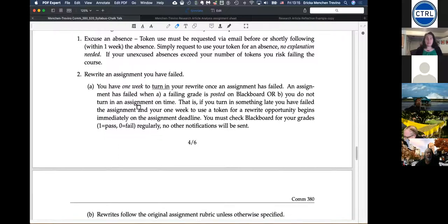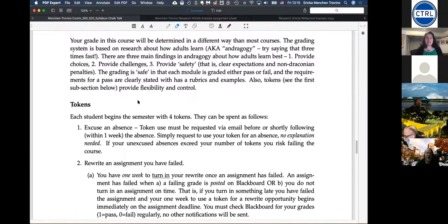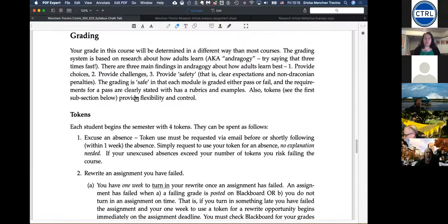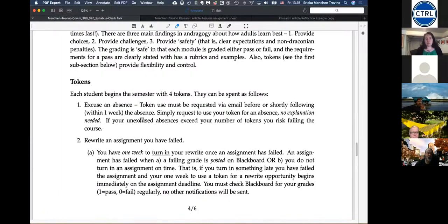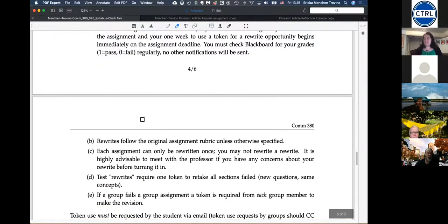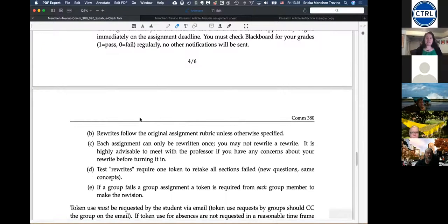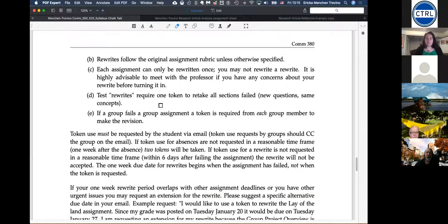And so what I chose to do with this is I give them 4 tokens at the beginning, and the reason that there's a limited number of tokens is just on the off chance that somebody wants to rewrite the same assignment 4 times, which is not allowed. You can only rewrite it once, but if they are just constantly failing, it gives them some incentive not to fail everything and rewrite it again and again. I haven't had trouble with that, but it sets parameters on how much stuff you have to regrade, even though the regrades are usually pretty easy.